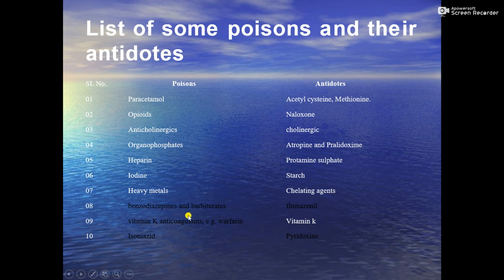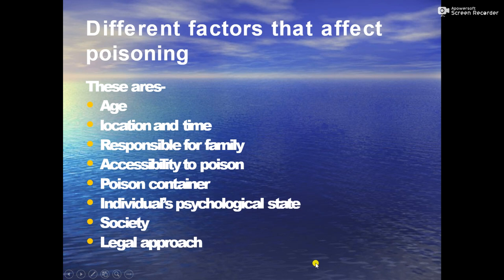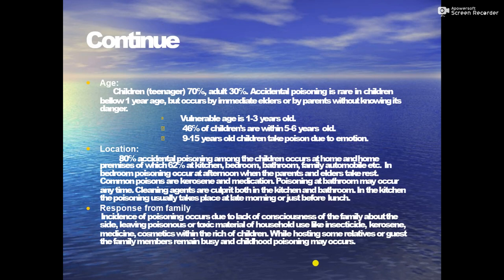In case of benzodiazepine and barbiturate toxicity, flumazenil can be used. Flumazenil is the antagonist or antidote against benzodiazepine toxicity. In case of warfarin, an anticoagulant which prevents the blood from coagulation, the antidote is vitamin K. In case of isoniazid, which belongs to the antitubercular drugs, its antidote is pyridoxine.